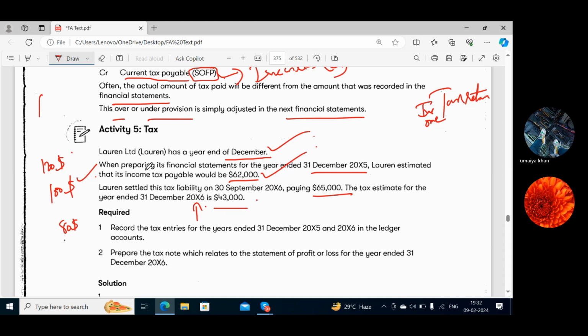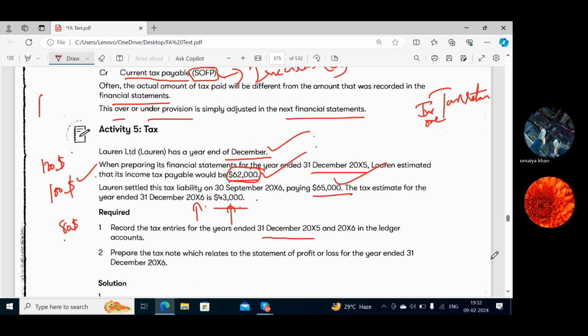So see, when preparing its financial statements for the year ended 31st December 2005, Lauren estimated that its income tax payable or liability will be this much. Next year has come. They paid this much taxes. Okay. And they closed the books in the month of December, it seems. And also the estimate of tax, that means this is the provision of tax, is 43,000 for year 2006.